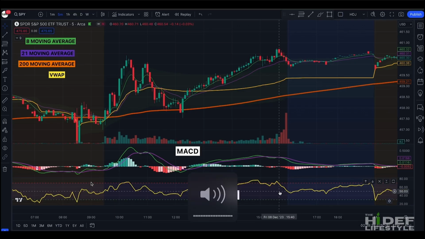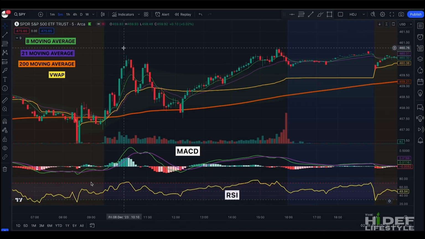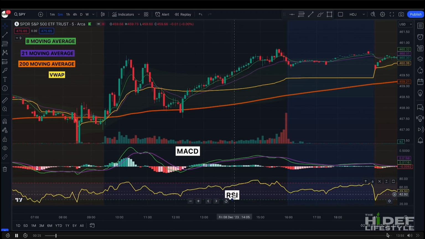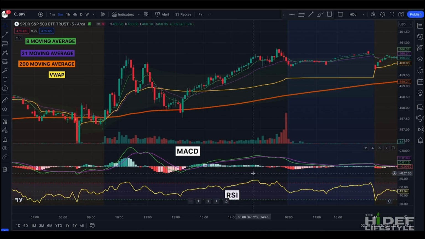Let's jump into indicators. And now these are the ones that I use each and every day. So you can use these too, and hopefully they'll work for you as well as they've been working for me. So we have moving averages, we have VWAP, we have MACD and RSI, and let's go over each one of these.